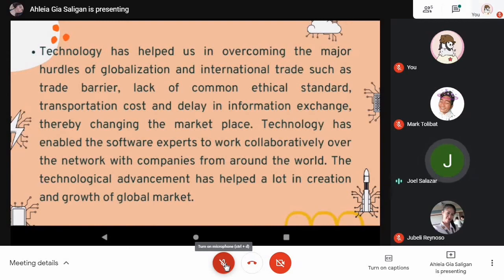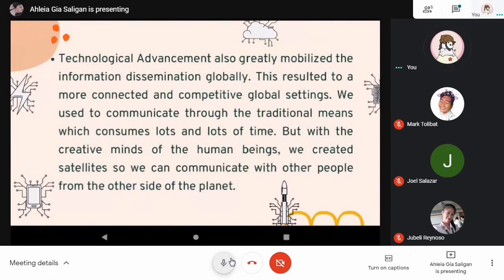And these are the result of technology. So aside from that, the software and the innovative minds of the people resulted in the upgrade of the intel, the information. The exchange of information resulted in a more collaborative, solid, and competitive world environment. So technological advancement also greatly mobilized information dissemination globally. This results in a more connected and competitive global setting.